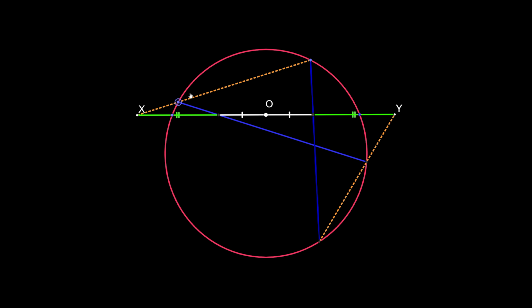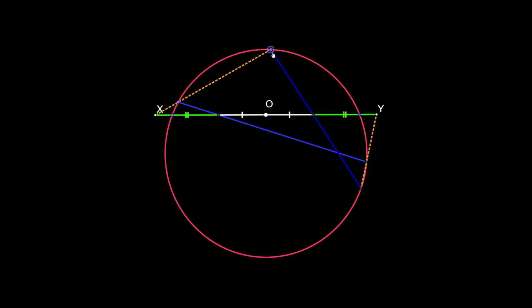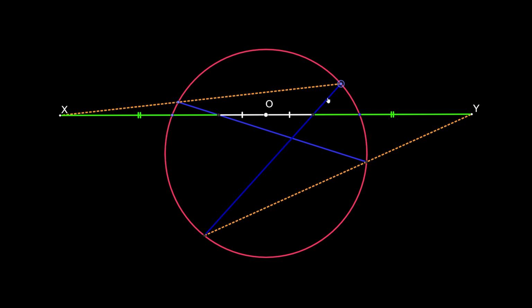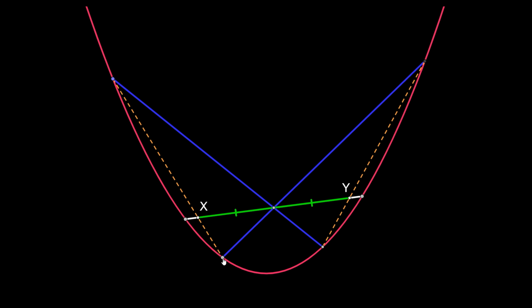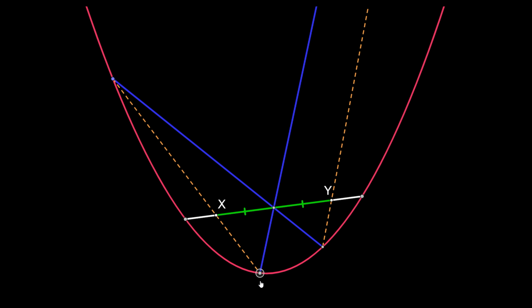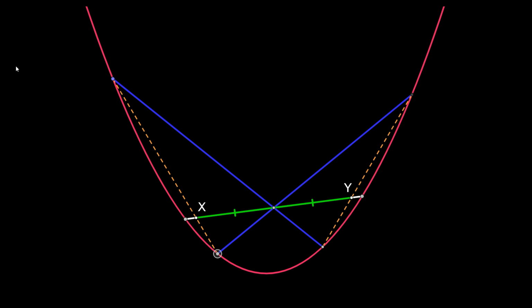Also, as William Wallace said, the theorem works the same way for other conic sections such as the parabola, hyperbola, and ellipse.